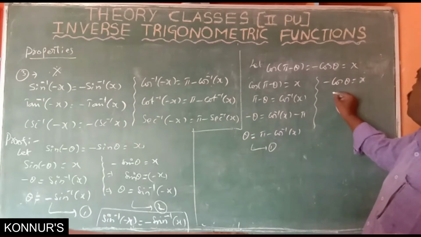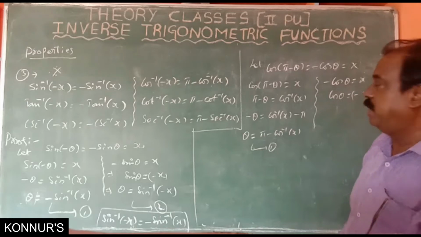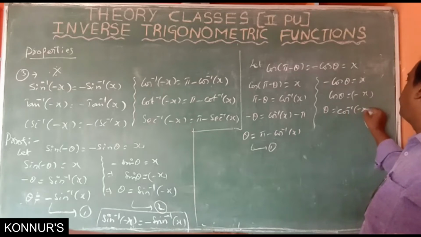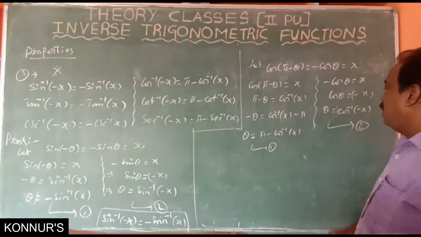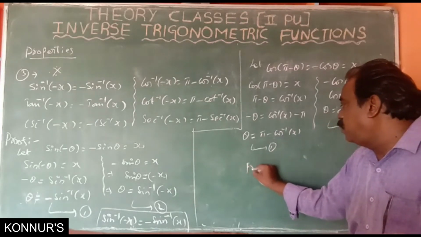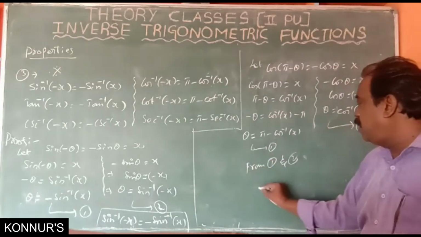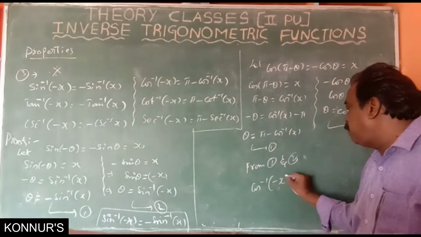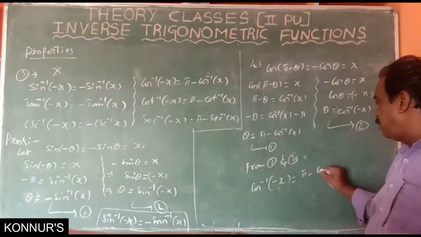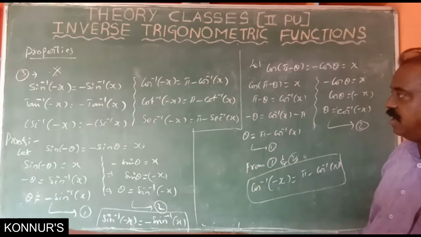Okay now? Here also cos theta is equal to minus x. We are multiplying with the minus. Then theta is equal to cos inverse of minus x. So it is equation 2. From 1 and 2 it is very clear. From 1 and 2, cos inverse of minus x, I am taking the second first, is equal to pi minus cos inverse x. Okay now? Is it clear?